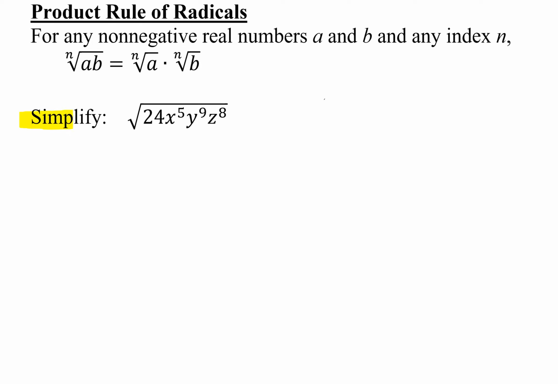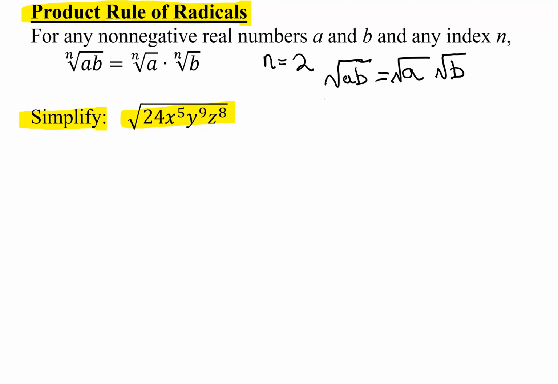In this problem, I need to simplify the square root of 24 x to the 5th, y to the 9th, z to the 8th. And to do that, I'm going to use the product rule of radicals. But in this case, since I'm using square roots, my index is going to be a 2. So I can write the product rule of radicals as the square root of a times b equals the square root of a times the square root of b.